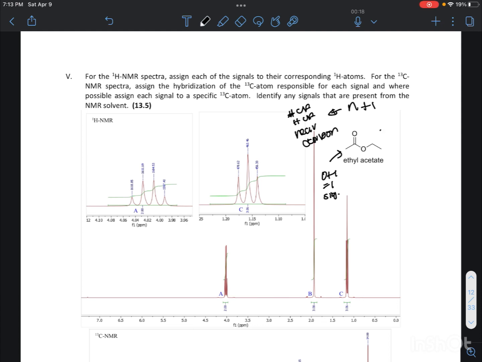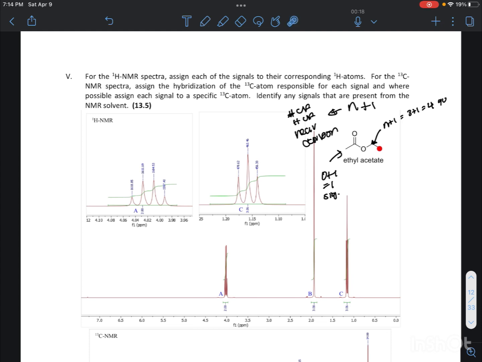So let's go ahead and look at this one. If you want to determine the splitting pattern of this, we're going to have to look at the neighbor, which is a CH3 group. Doing N+1, which equals 3 plus 1, which is 4. So we should have a quartet.